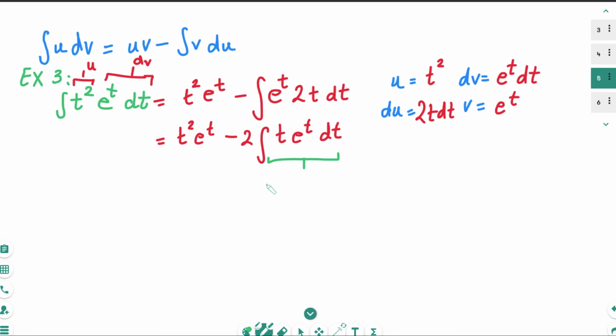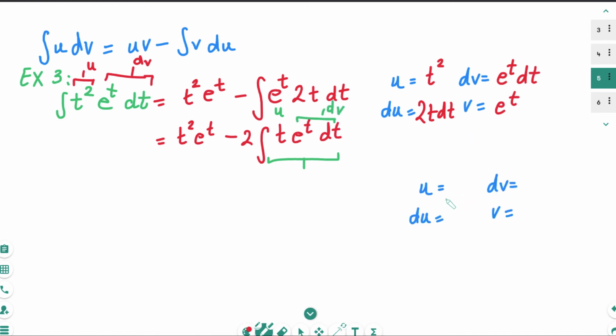U substitution or any other methods won't work. And if you see the form of this integral, it's very similar to what we started with. We started with t square e to the t and now we have t e to the t. In fact, it has become simpler by decreasing the power of t. So we can solve it by again applying integration by parts. Here, let's choose u to be t and e to the t dt as dv.